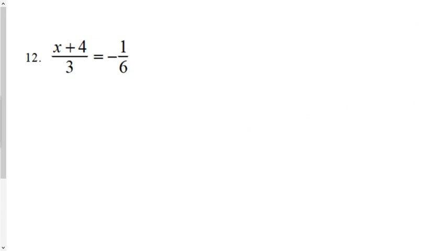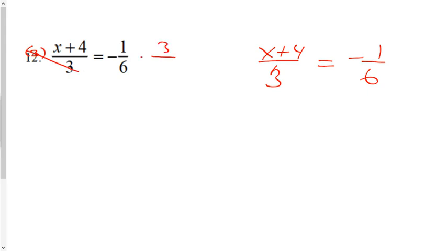Gotcha. Question 12, two ways to solve it. Did anyone multiply both sides by 6? Okay. Did anyone multiply both sides by 3? I'm going to multiply both sides by 3 because that's what I would do in this one, but we'll see both ways anyway. I said you could do either way. If you multiplied by 3, that's what it looks like, doesn't it?